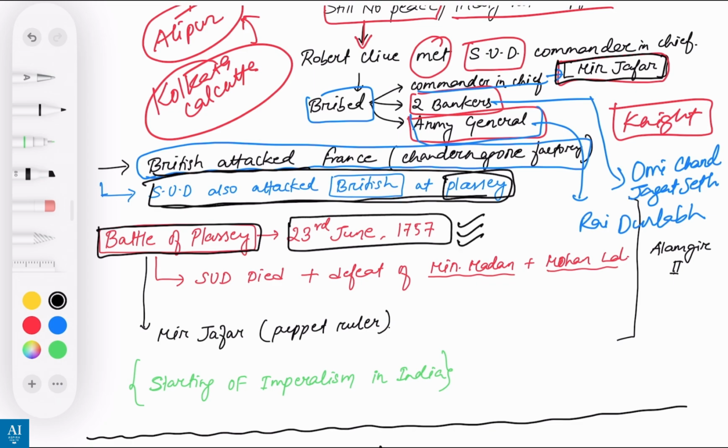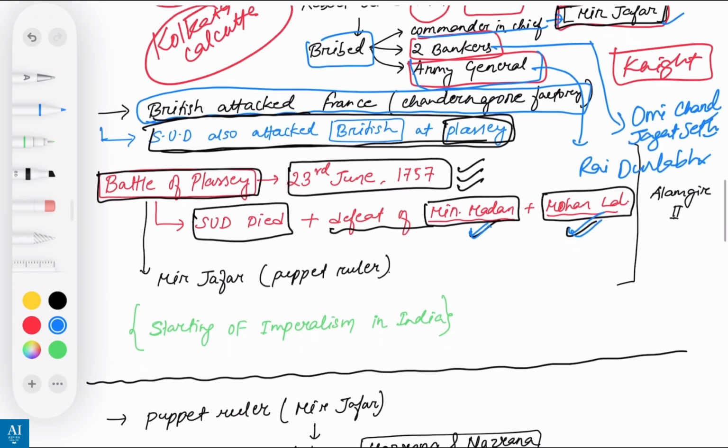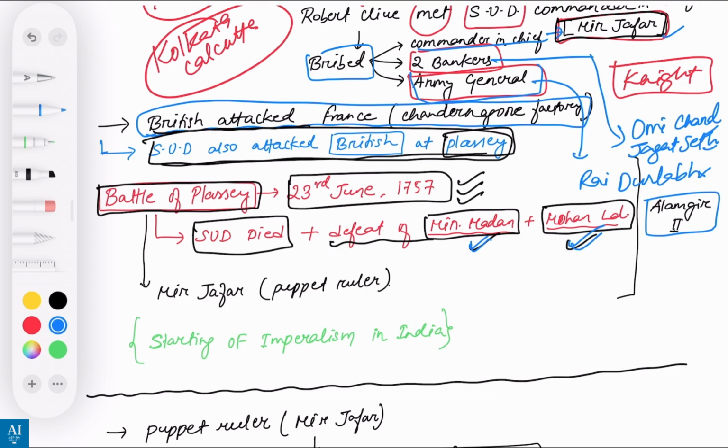This date is also important. So Sirajuddaulah was defeated and killed on the spot, and the other generals who were not bribed, that is Mir Madan and Mohan Lal, were also defeated. So these types of questions are tricky and a bit important. Who among the four or five were loyal to Sirajuddaulah? The answer will be Mir Madan and Mohan Lal. These four will be excluded. So this is also important. Alamgir II. Who was Alamgir II? He was the Mughal emperor during the time of the Battle of Plassey.